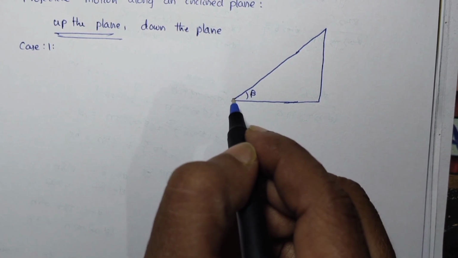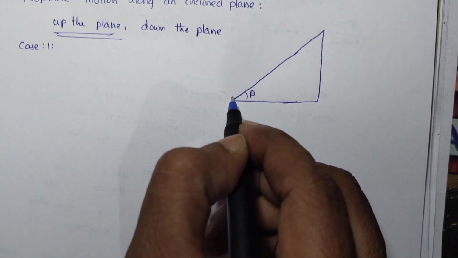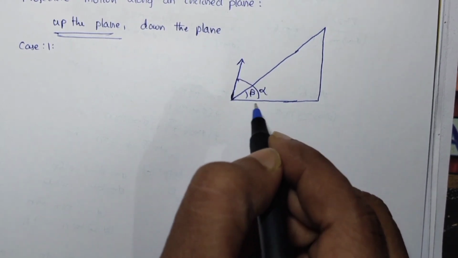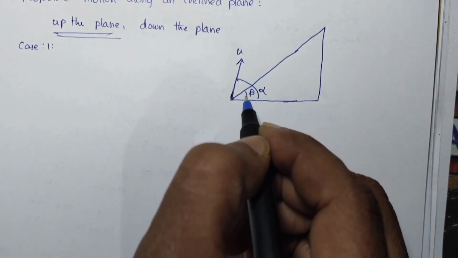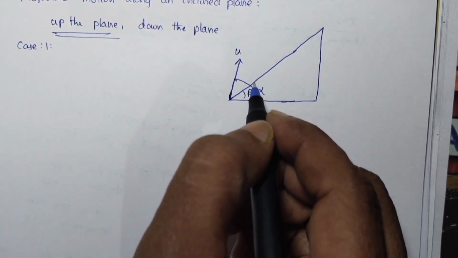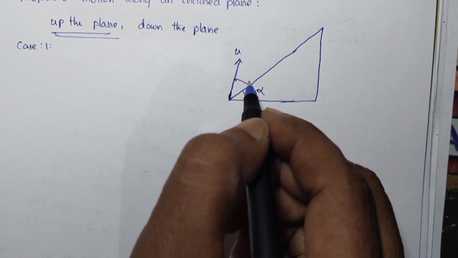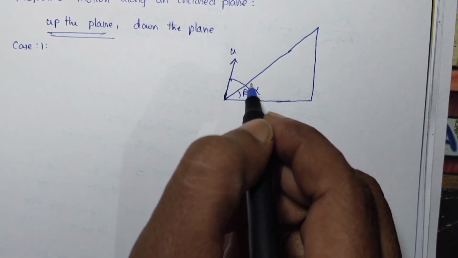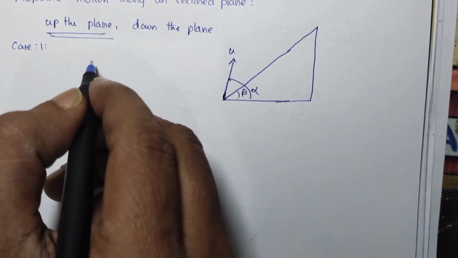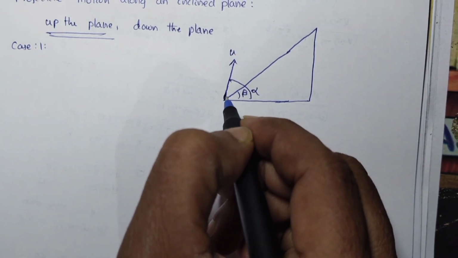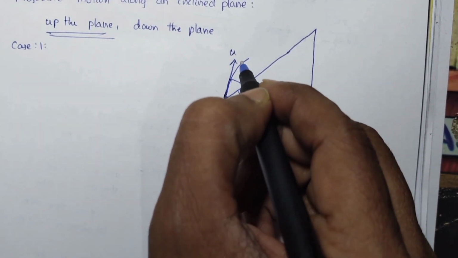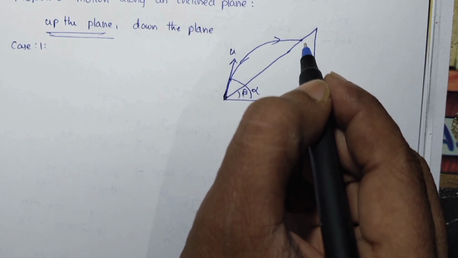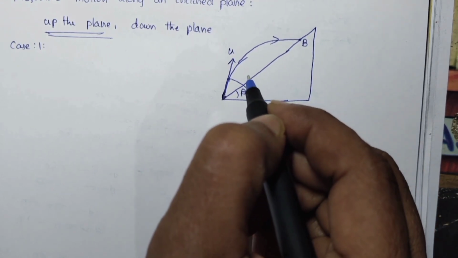in this way, and a body is projected with a velocity u, making an angle alpha with the horizontal. So let us take this one as the horizontal. This is projected motion on an inclined plane. In this case we are going to find the time of flight and the range. That means if you project it in this way, it will go in this direction and reach some point B here.